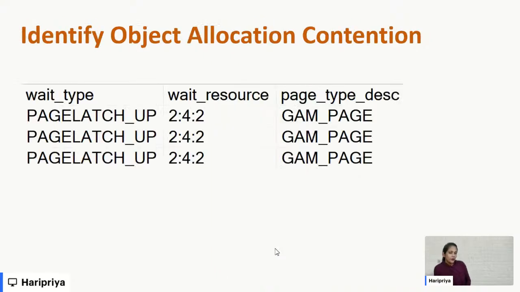Okay, how do you identify when there is contention? How do you know there is contention on the server? I will show you the script in the demo when I run it, but the result set will look something like this. You will see the wait type page latch, and you will see it on the GAM page or SGAM page or PFS page. If you see page latches on just these three pages, then it is allocation contention.